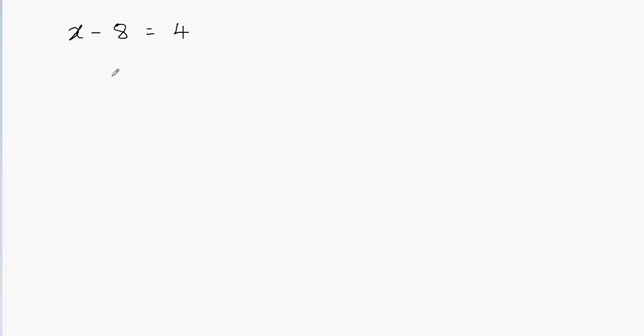The first thing we need to remember is our main target is to find the value of the variable. That means we need to get the variable by itself. We need to isolate the variable. The second point to remember is whatever we do to one side, we have to do to the other side. So let's say this is the left hand side and this is the right hand side. I have to make sure that whatever I do to the left hand side, I do the same operation to the right hand side.